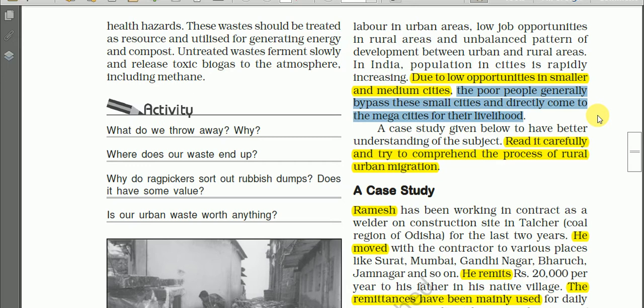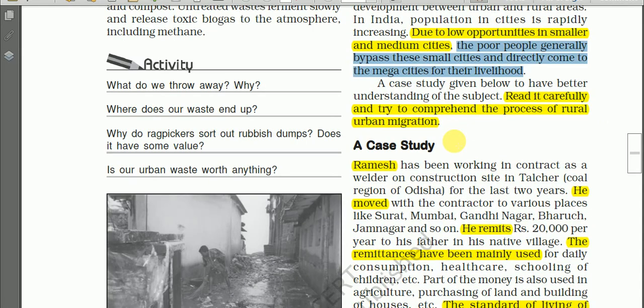The poor people from the villages bypass these small and medium sized cities, and they directly go to the mega cities for their livelihood, and it creates a problem in the mega cities of India.